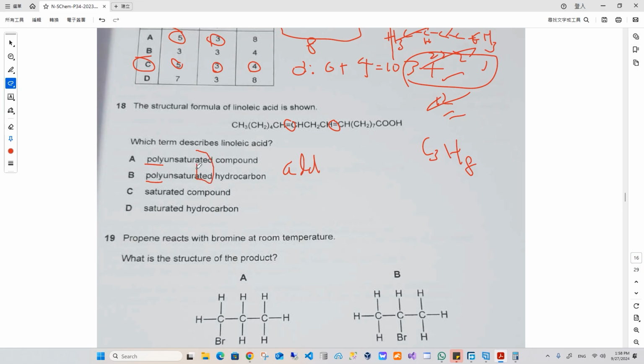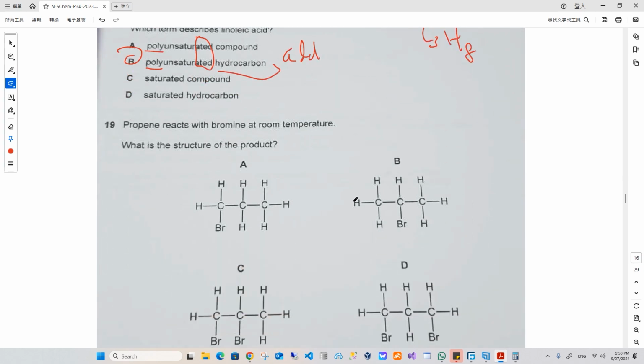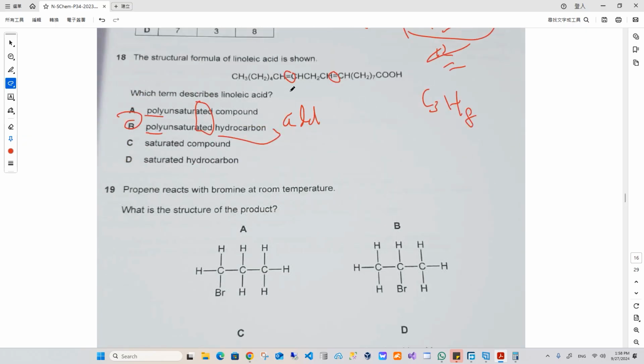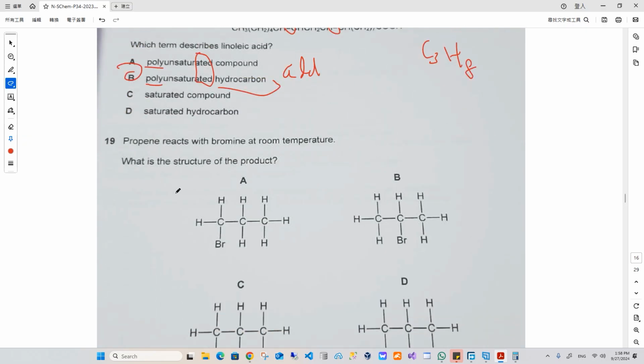Are they hydrocarbon or are they just compound? Compound means anything else. Hydrocarbon means only hydrogen and carbon. They are hydrocarbon, yes, of course, because you only see hydrogen and carbon, right? So they are polyunsaturated hydrocarbons. You can call it compound, which is also not wrong, but this is a better description, more tailored to this scenario.